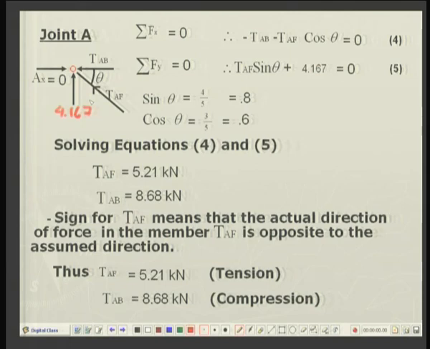kilonewton. So, sigma Fx is equal to 0, sigma Fy is equal to 0. Well, sigma Fx is equal to 0 means minus, because positive x direction is towards the right, this force is towards left. So, minus TAB minus the component of TAF along horizontal. So, minus TAF into cosine theta is equal to 0. Similarly, we can write for Fy. There is a vertically upward force of 4.167 and this will have a vertically upward component of TAF sin theta.